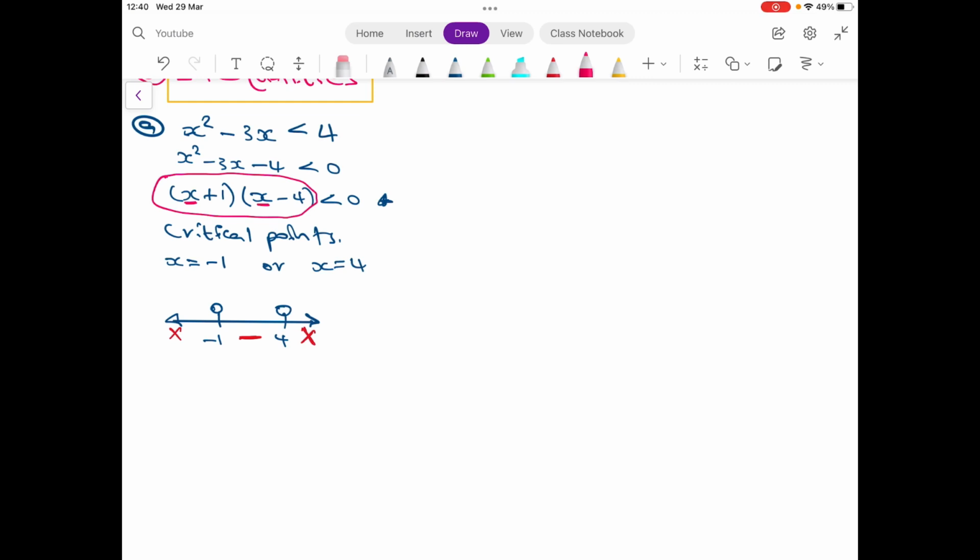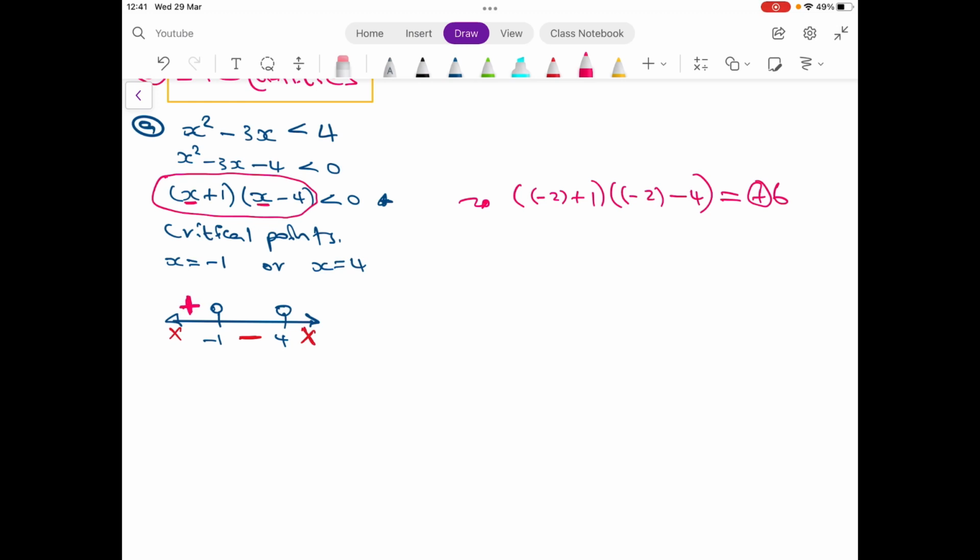Let me just quickly do it. We put -2 there: (-2 plus 1), opening the brackets, when you substitute this is what you need to do, and then (-2 minus 4), just like that, and then you tell us what the answer is. The answer is positive 6. So you just consider the sign, that's what we need there.